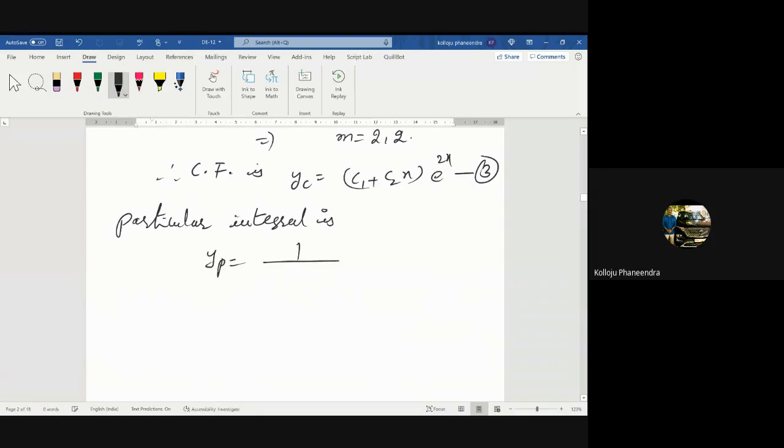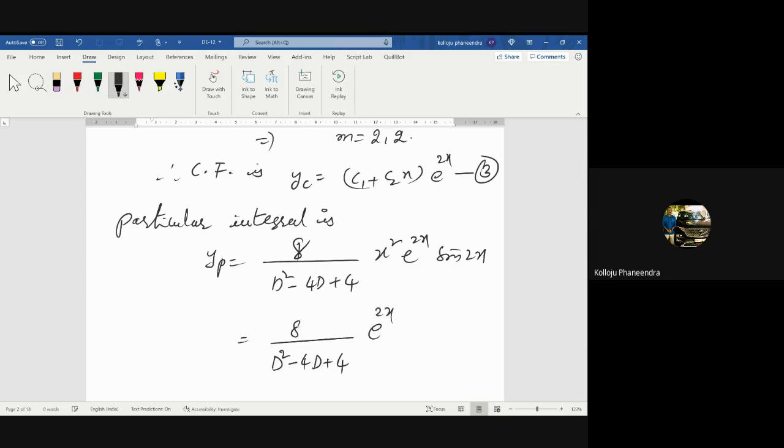yp equals 1 by f of D, that is D square minus 4D plus 4. 8 I can write as a constant directly in the numerator. And what are the functions? x square, e power 2x, and sine 2x. So among all these functions, you treat this as 8 by (D square minus 4D plus 4) acting on e power 2x. First you operate this and take x square sine 2x together. So what is the model?